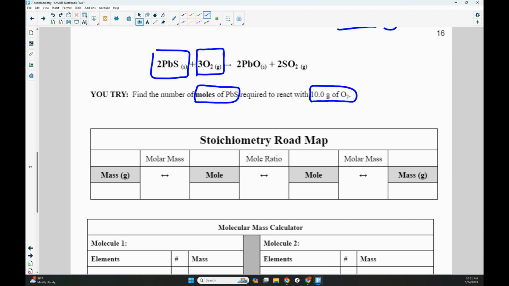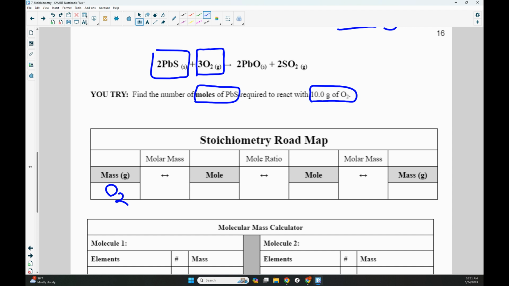So now I'm going to fill out my roadmap. And in this case, I'm starting with grams. So I'm going to start over here on the far left. I always work left to right. And I'm going to put 10.0 grams of, and actually I don't even need to put the numbers in there. I can just put O2 because this is sort of our forest level planning.